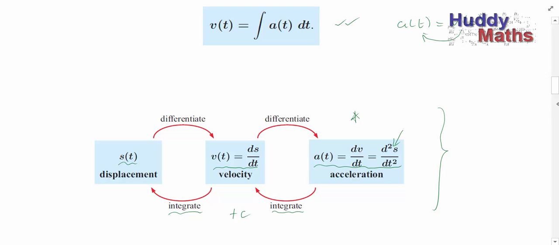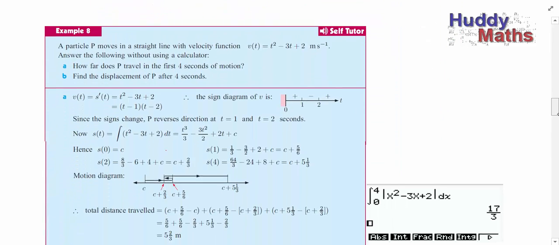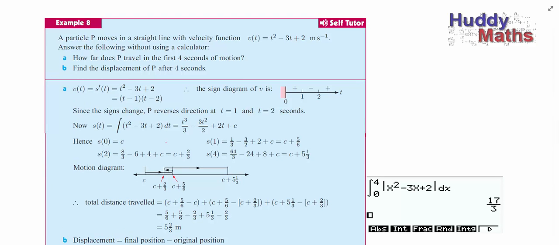So that's what we're doing, forwards and back, forwards and backwards, and so on. So you want to be flexible with that, because you could be given any of those quantities. Let's have a look at a problem. There isn't much in this presentation now. It's just the same as differential calculus, going both ways though. So here we are. We've got a velocity function right in the middle. Answer without using a calculator. So this is a paper 1 type question. How far does p travel in the first 4 seconds of motion? Find the displacement of p after 4 seconds.